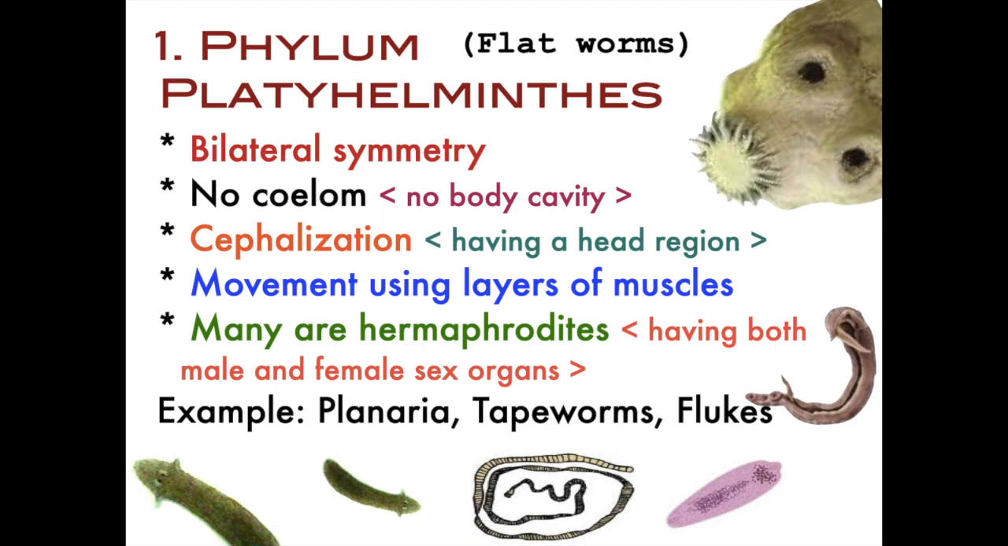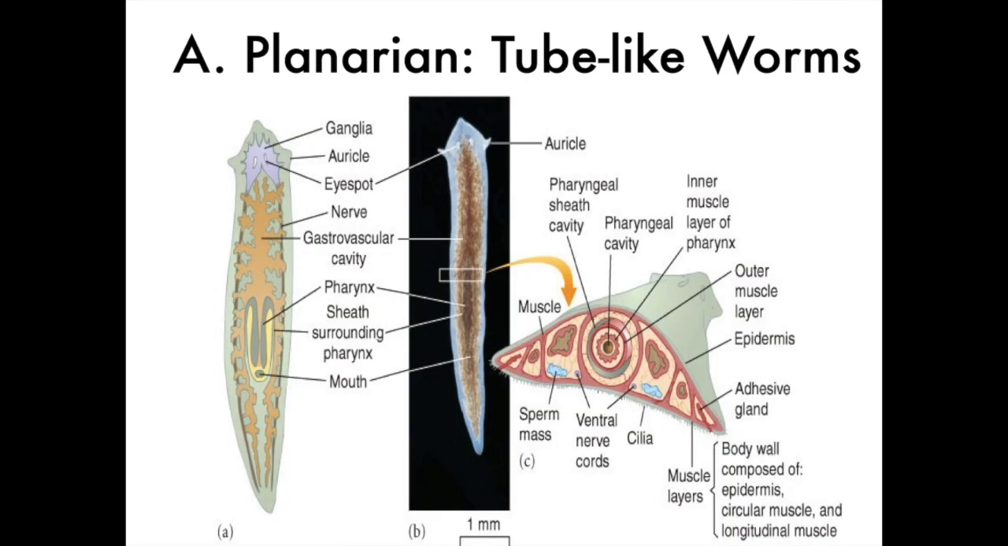But some examples are the planaria. You can see at the bottom the little brown things. They're very tiny. Then we have the tapeworms and the flukes, and we're going to talk about those now. Now, this is the planaria. If you take a look at the planaria, there are a couple key parts that you're going to have to know. The first and most important one that defines the planaria is the eye spot.